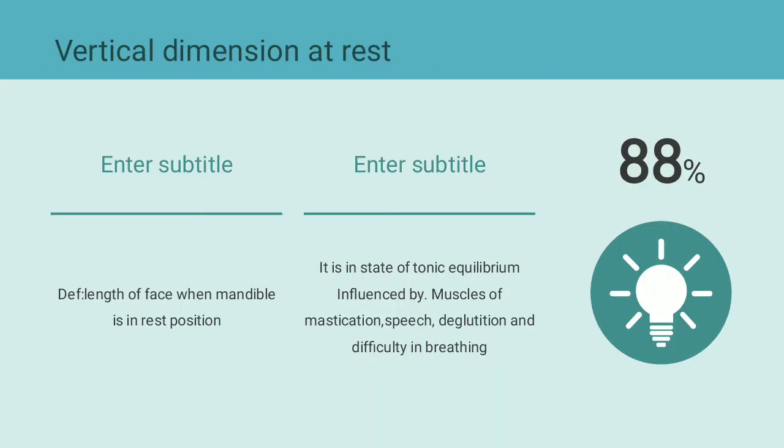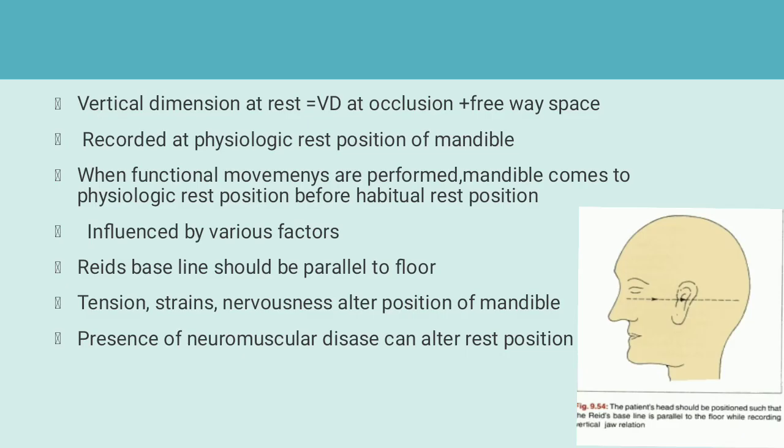Let's go into the vertical dimension at rest. It is defined as the length of the face when the mandible is in a rest position. It is also a state of tonic equilibrium. It is influenced by various factors such as muscles of mastication, speech, deglutition, and difficulty in breathing. A formula is given here: vertical dimension at rest is equal to... It is also recorded at the physiological rest position of the mandible.